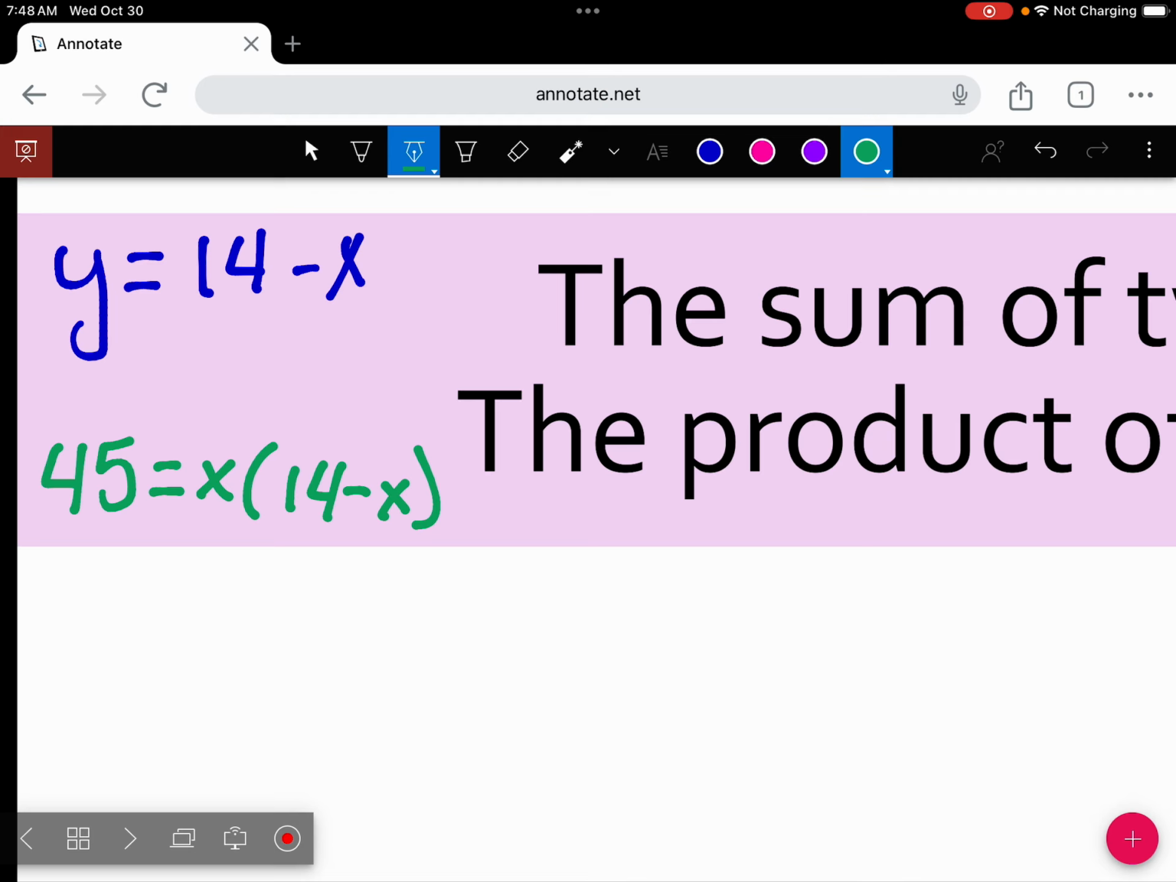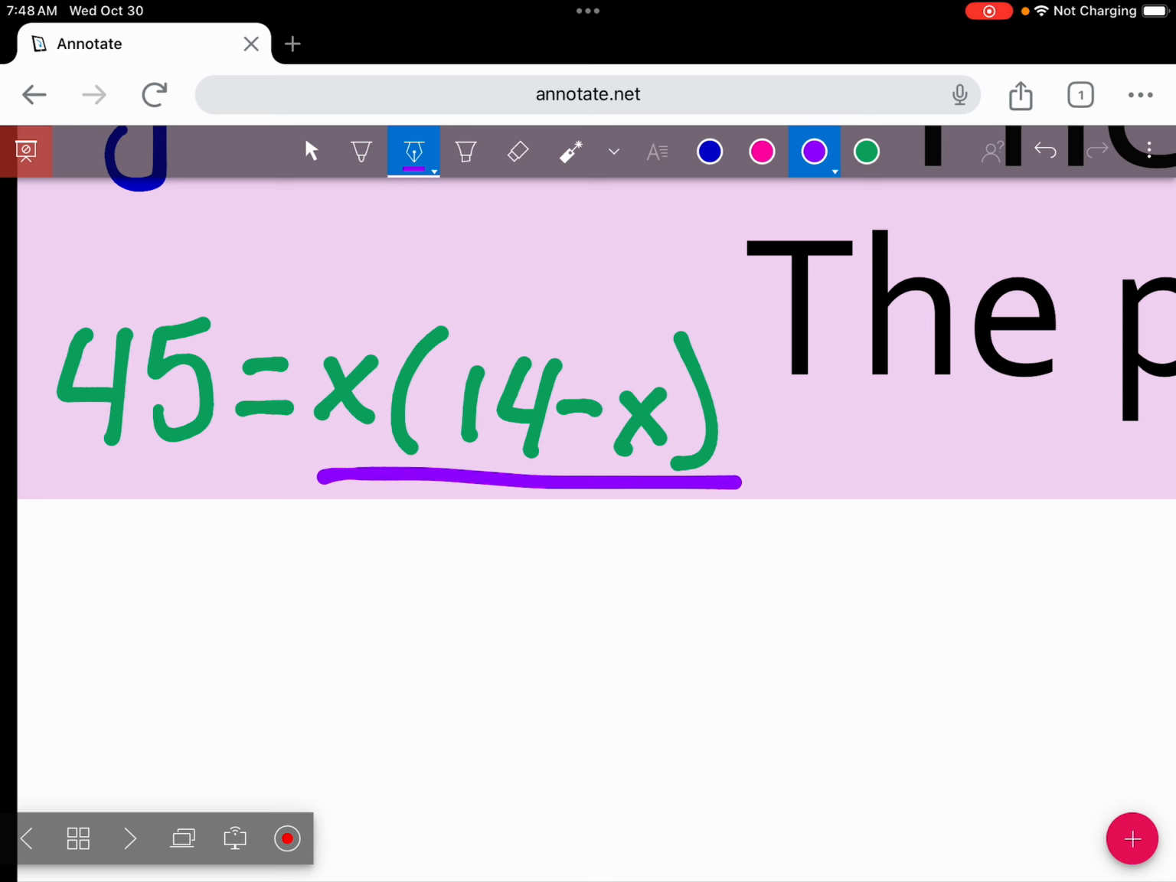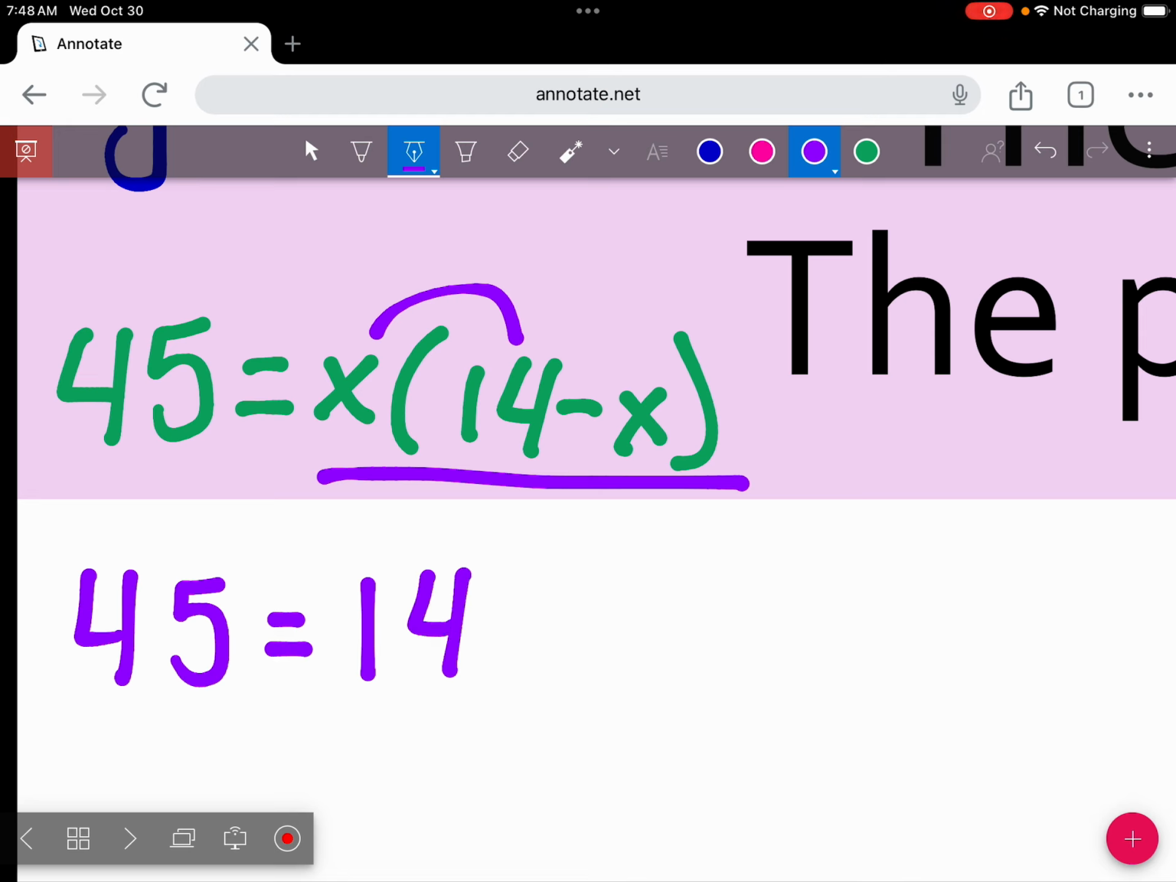So when we have these kinds of story problems, we're going to look for a system we can use substitution on. Because what we're going to do here is distribute the x across this piece, which is going to give me 45 equals x times 14, which is 14x. X times minus x gives me minus x squared.